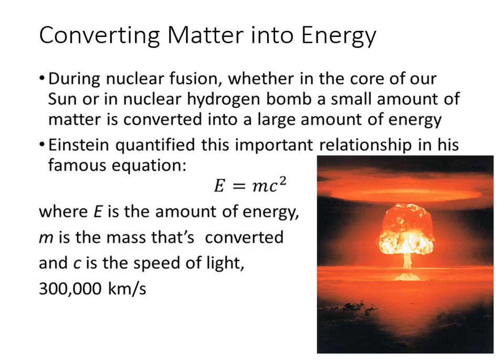Here's the deal. If you weigh these two hydrogen atoms versus the helium that's formed, you're going to find that the helium has less matter. There's less mass. There's mass that's lost, and it's that mass that is converted into energy according to E equals mc squared. So c is a really big number. It's 300,000 kilometers per second. So just a little bit of matter gives you a lot of energy.